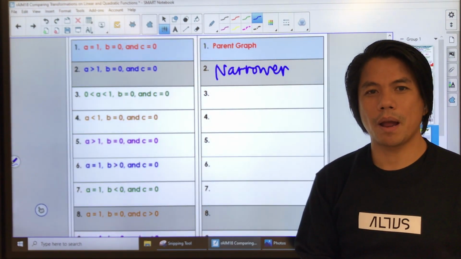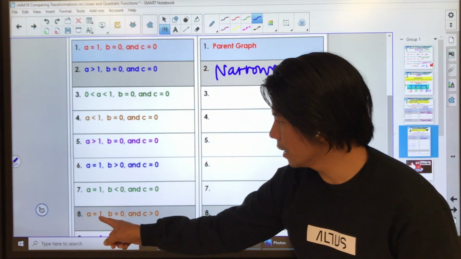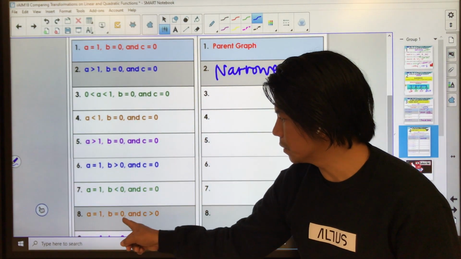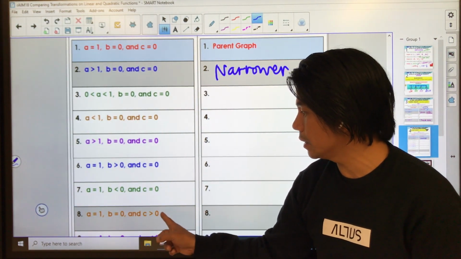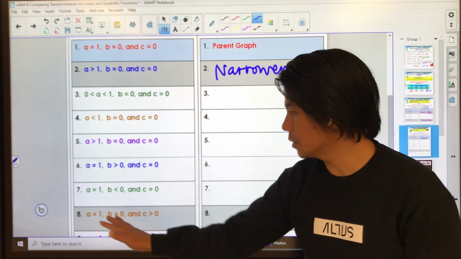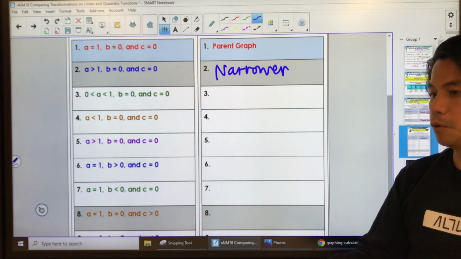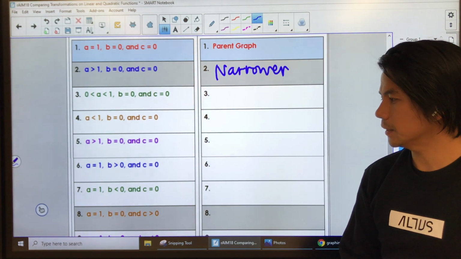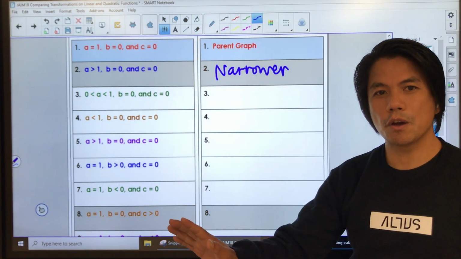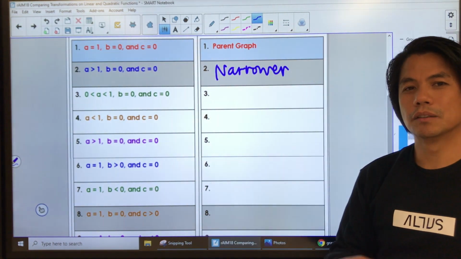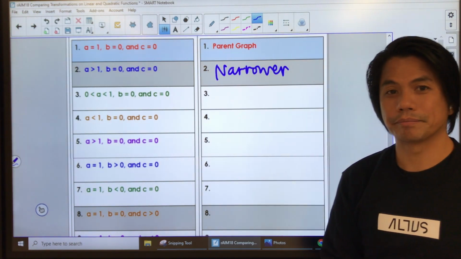Now it's your turn to practice. Go ahead and complete number 8. A is equal to 1, B is equal to 0, and C is greater than 0. So those are the parameters of the new parabola. Be sure to pause your video while you're doing it. Come back to check your answer when you're done.